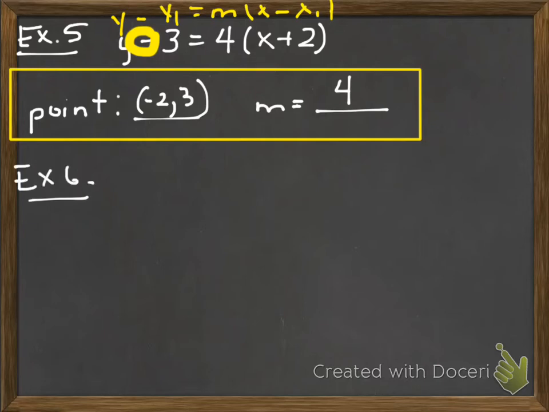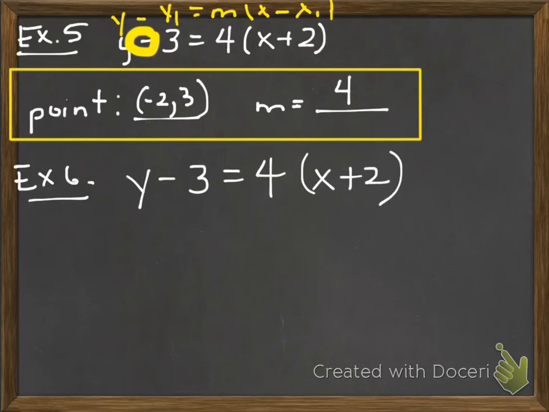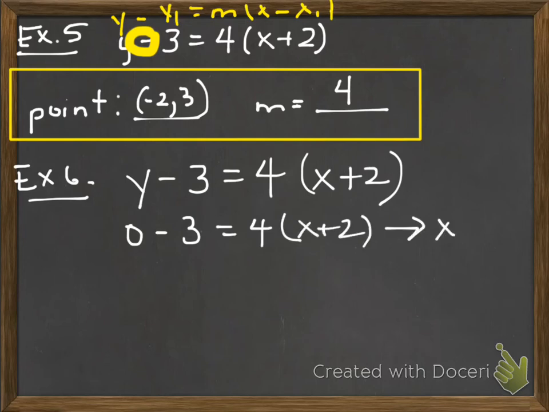Now, Nathan talked about this a second ago. If I wanted to find the x-intercept, what would I do? Plug in 0 for y. So 0 minus 3 equals 4 times x plus 2. This would be for your x-intercept. We're not going to do it because of time, but this is for your x-intercept.